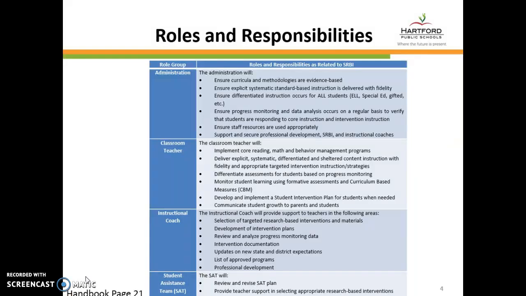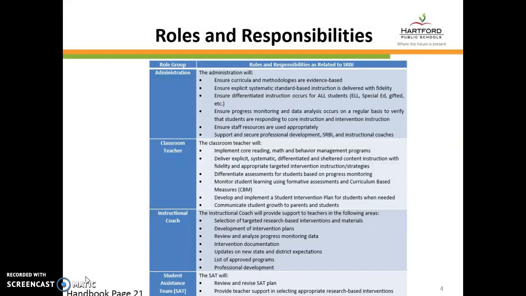They also need to ensure that the progress monitoring and data analysis is occurring on a regular basis so that they can verify that students are responding to the core instruction and intervention instruction. They want to ensure that staff is resourced with what appropriately needs to be resourced, and also support and secure professional development for SRBI and the instructional coaches at the school level.